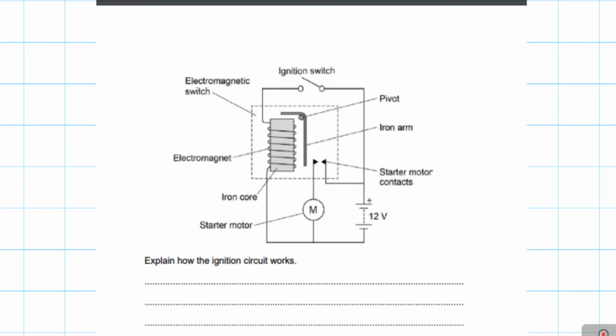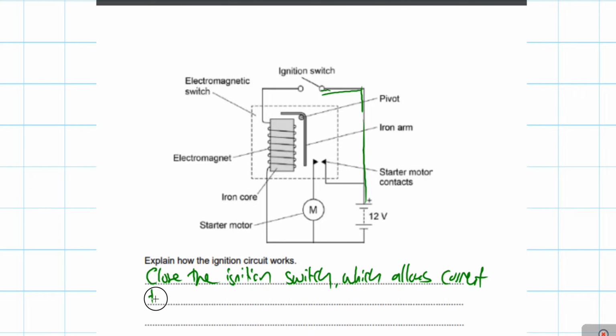To see the setup here, we have a circuit that starts on the battery and goes around here. We will turn the switch on. So the first thing that you're going to do is turn the switch, so close the ignition switch. Again, something like this is easy to miss out, but you might not lose a mark if you don't mention it. You might still get full marks, but it's an easy way to gain a mark and start your answer off. So close the ignition switch, which allows current to run through the circuit.